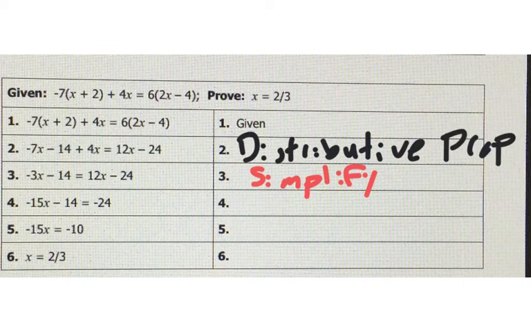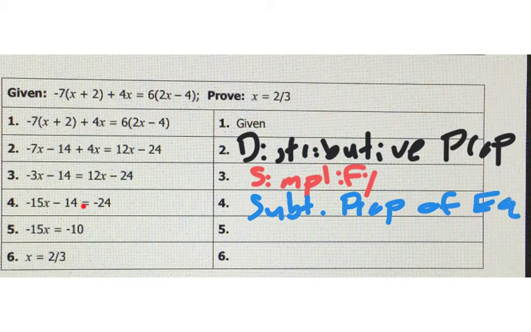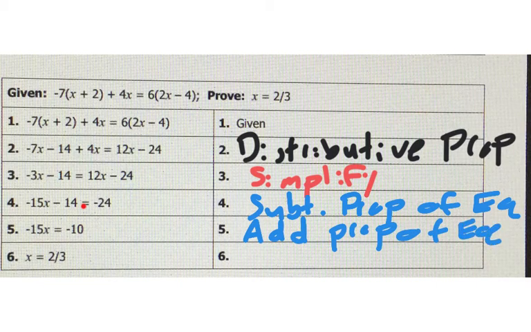Then we did what to get from 3 to 4? Subtract. Yes, they subtracted 12x. So that's the subtraction property of equality. Then we add 14. So that's the addition property of equality. Then I divided. So that would be the division property of equality.